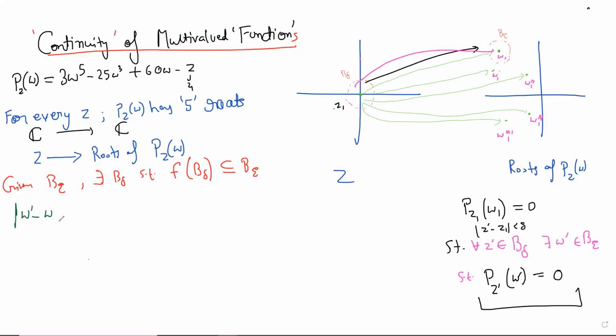Yes, that's the definition, right? Exactly. That's right. That is the definition. So if you want to change the roots a little bit, then you want to show that you can achieve that by changing the inputs a little bit.